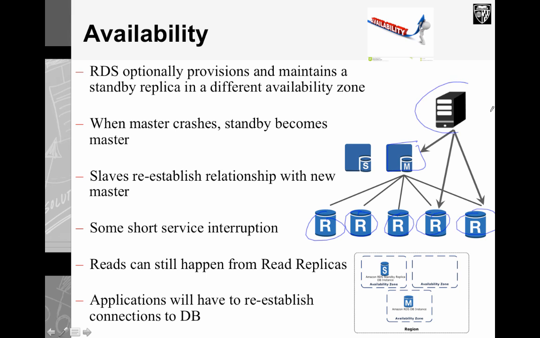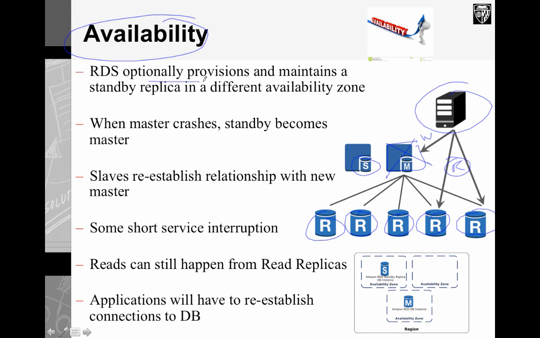By having the application connect to the master for writes and the read replicas for read operations, you can actually improve the availability. Even if the master goes down, you can go to the read replicas for serving read-only data. But if the master does go down, you can immediately bring the standby slave and make it into the master. That's the idea behind availability.